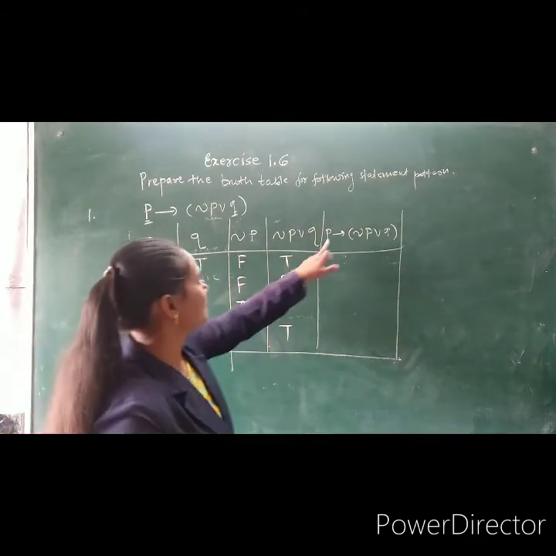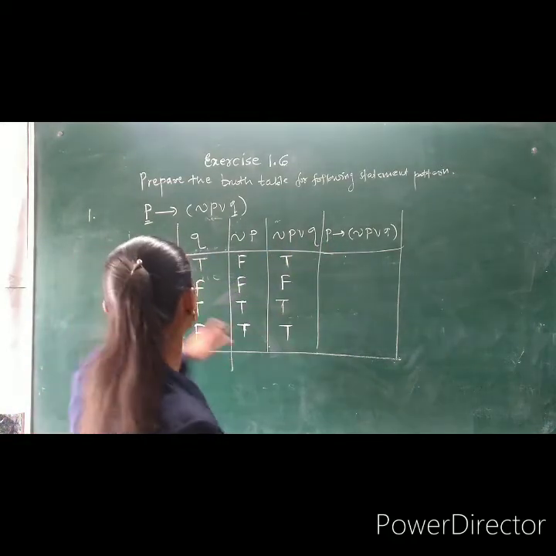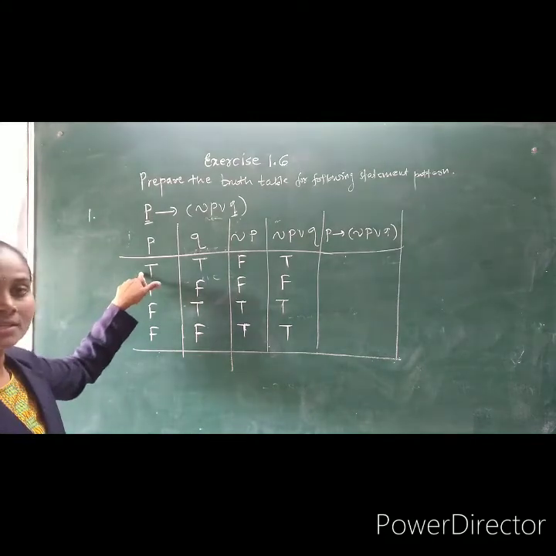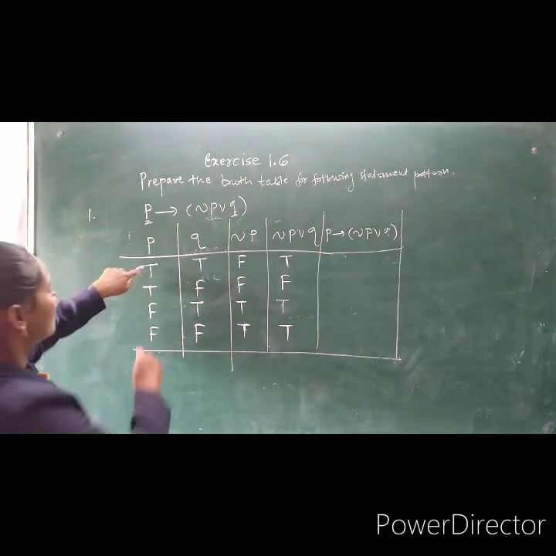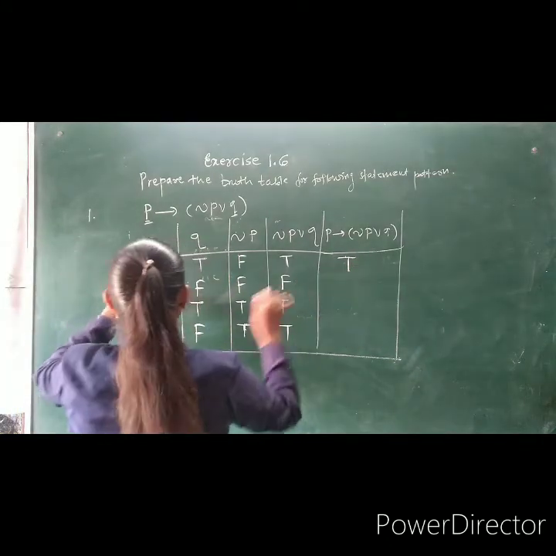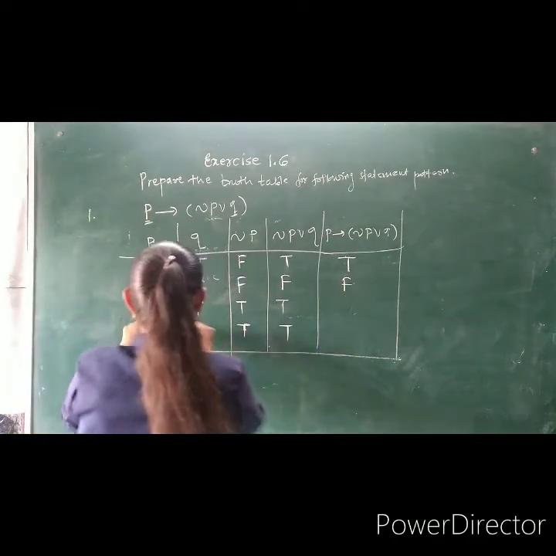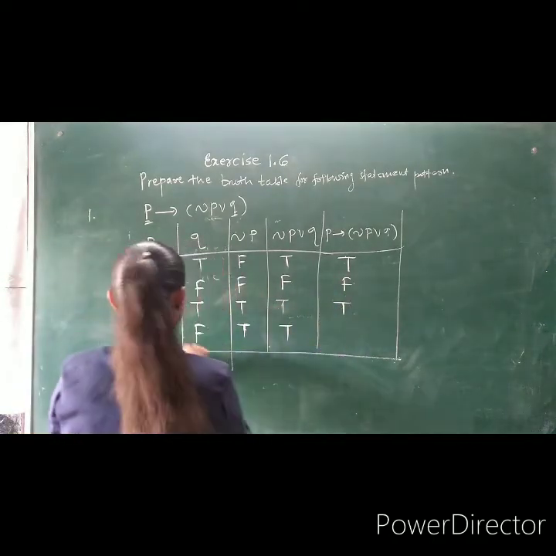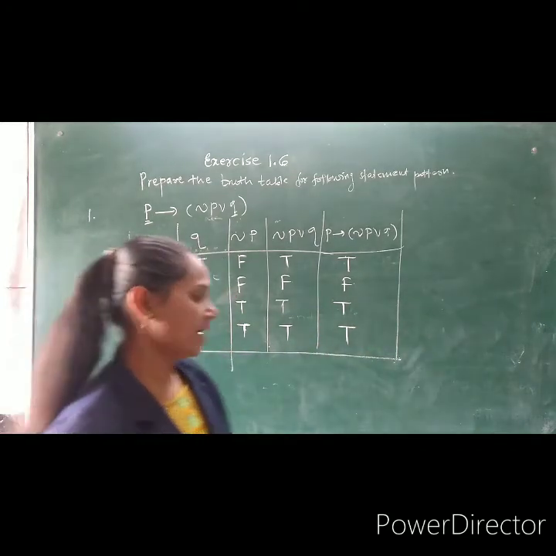And now we have to take implication in between P and negation P or Q. And in implication, if first is T and other is F, then it is F, otherwise it is true. So check where first is T and other is F. Here both are T, so T. Here first is T and second is F, so F. FT, so it is T, and FT, so again it is T. So last column is what? TFTT.